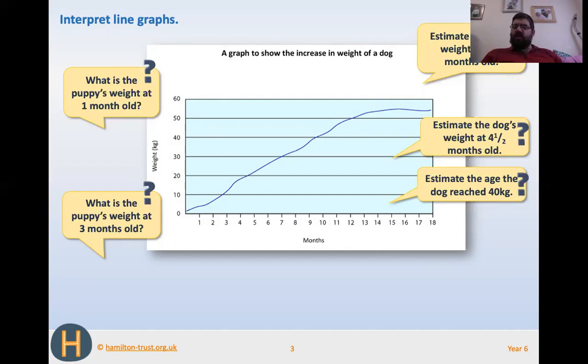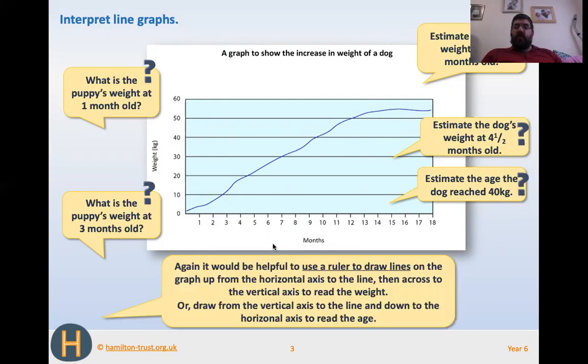How old was the dog when it reached 40 kilograms? And again, a good thing to do, especially with a line graph, is to use a ruler, and think, how am I going to do this properly? How am I going to make this work? And draw the lines from the different parts of the graph to the line that's in the middle. This is the important thing here, and then see where it goes to here.